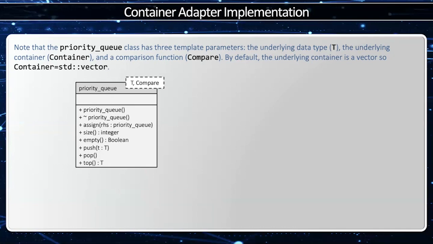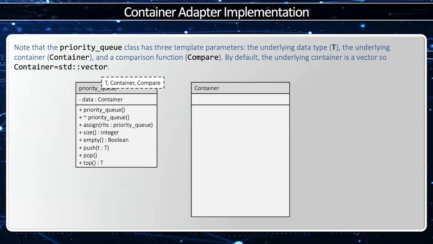How are we going to represent the priority queue? We're going to have a data attribute, which may have type container, which means we have to have another template variable. Now it's T and container and compare. Now that means we have to define that container, and this container is going to be associated with our priority queue, and that association is composition because we're going to have exactly one of our containers per priority queue.